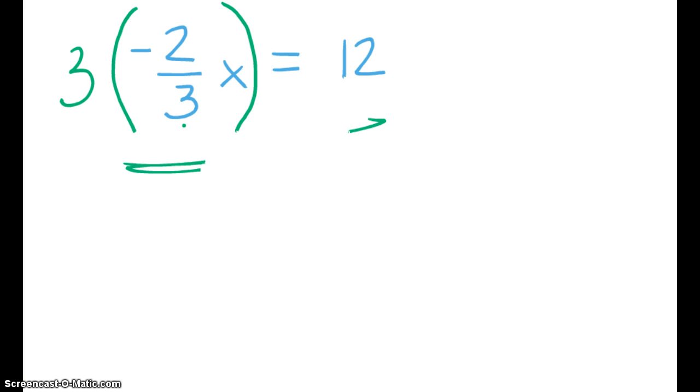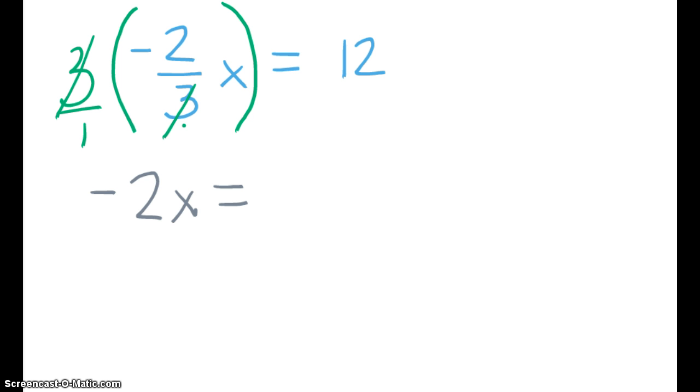So essentially what I'm doing is multiplying by 3 over 1. And when I do that, my 3's divide out, because 3 divided by 3 is just 1. So I'm just left with negative 2. Let me use a different color. I am left with negative 2x equals, oops, I forgot to do it to this side as well. So multiply that side by 3. So negative 2x equals 36.